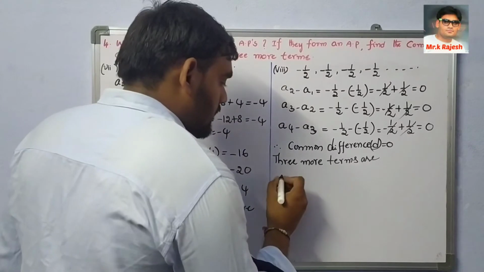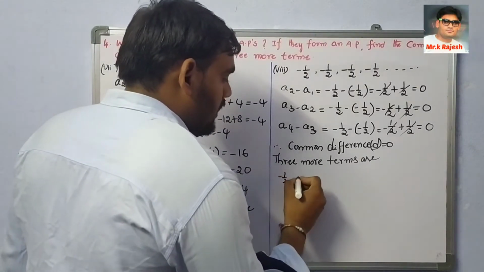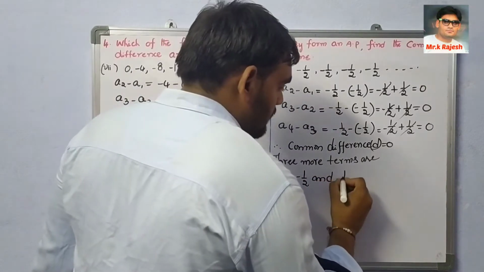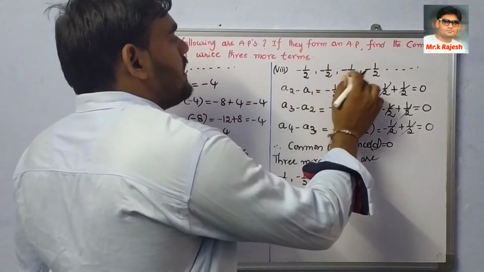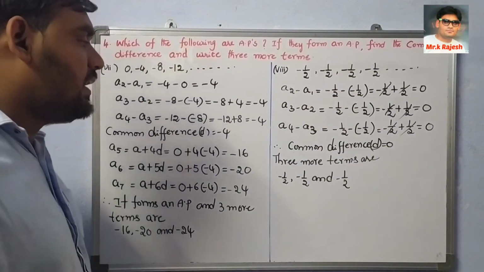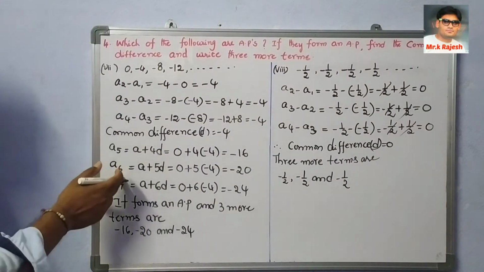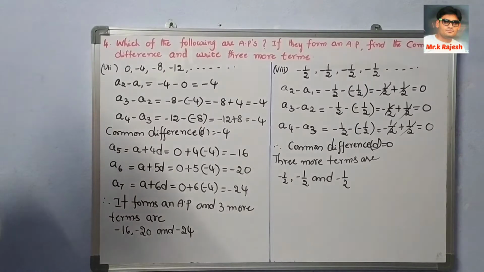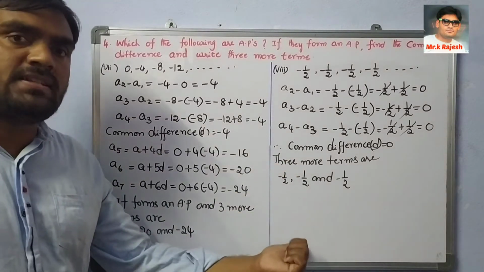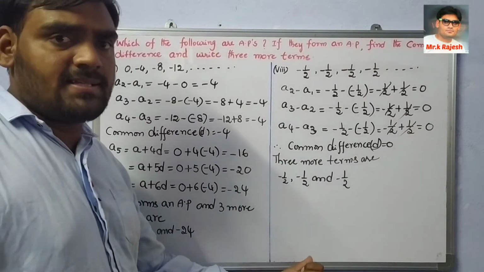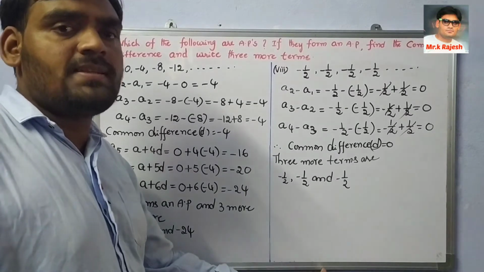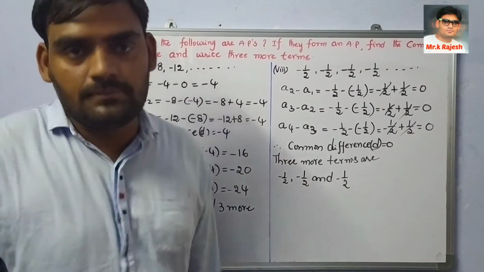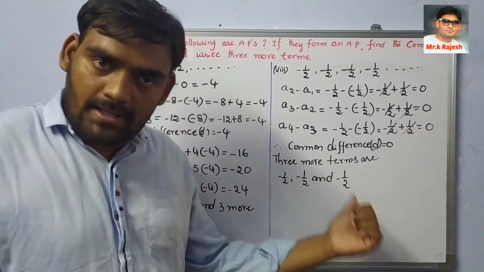So three more terms are minus 1 by 2, minus 1 by 2 and minus 1 by 2. Here each and every term is the same, so that only I did not find. Otherwise we need to find A5 is equal to A plus 4D, A6 is equal to A plus 5D, A7 is equal to A plus 6D. After that also you will get these things only. So that only I have written here directly.